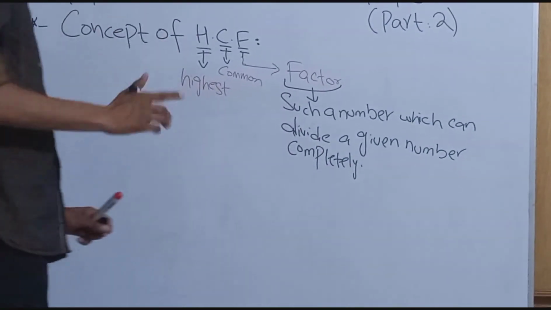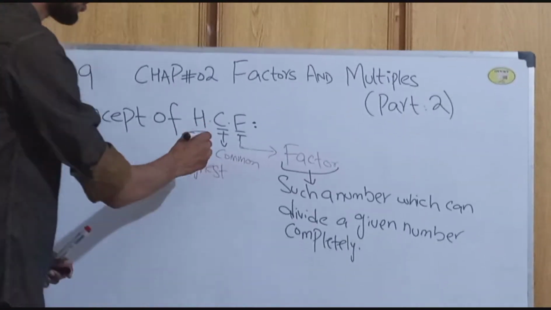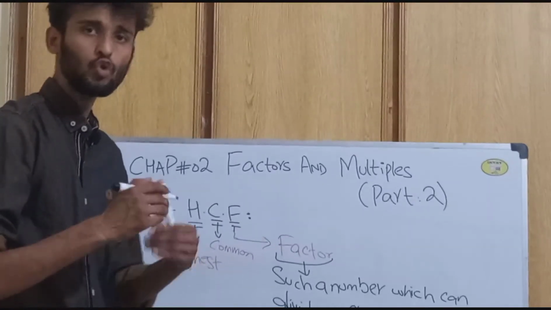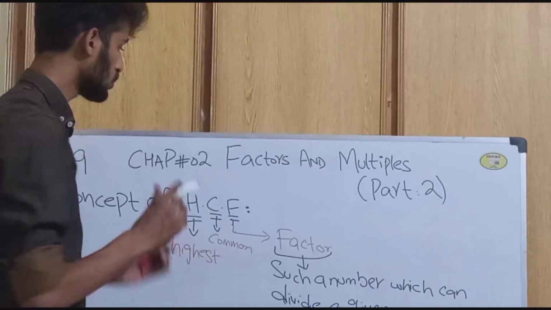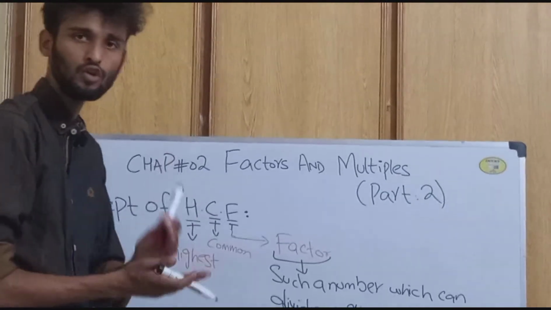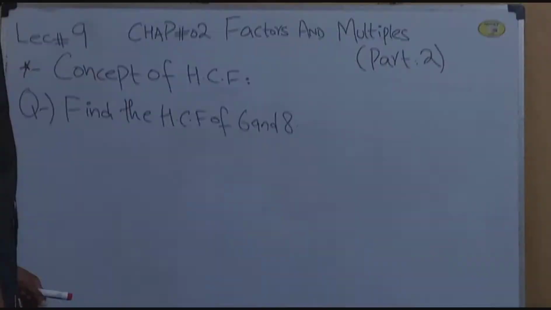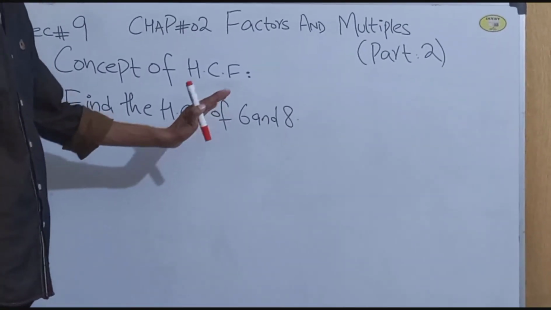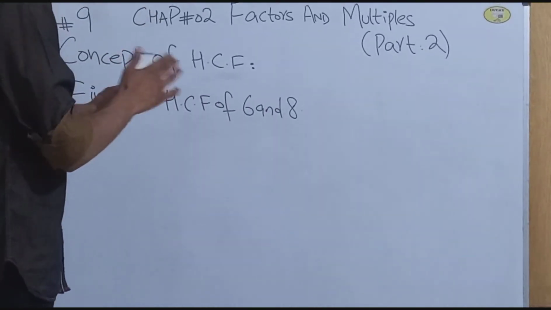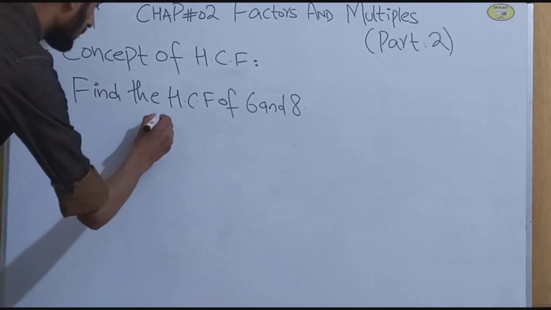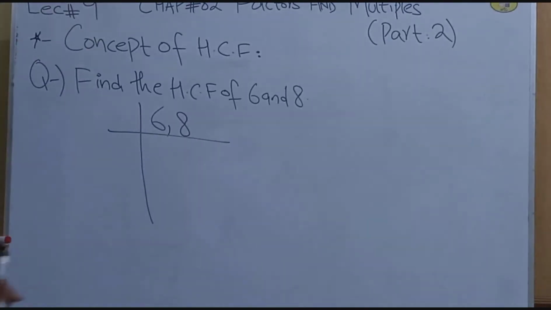So in HCF we have to find the common factor. A common factor will be between two or more numbers, because a common factor can't be between one number. Here now the question is, find the HCF of 6 and 8. So we have to find the HCF of 6 and 8.